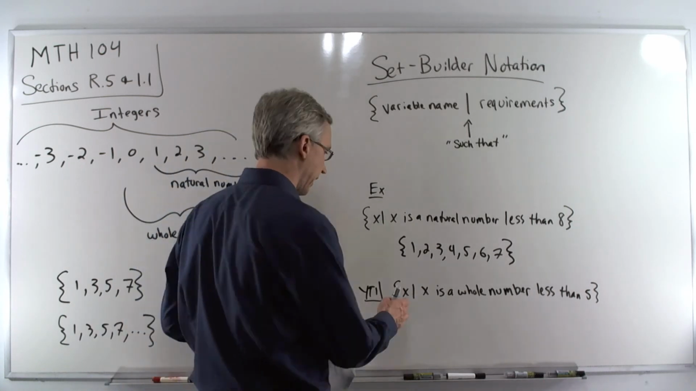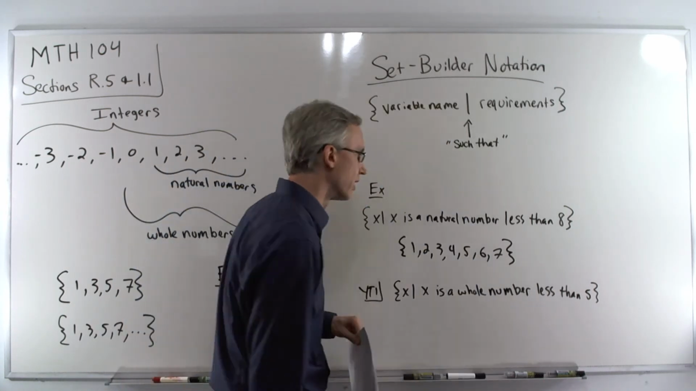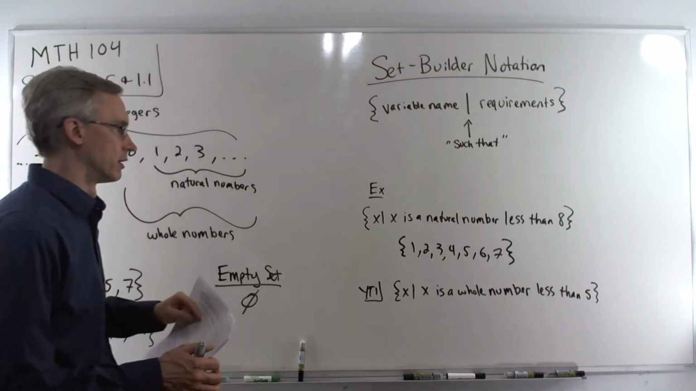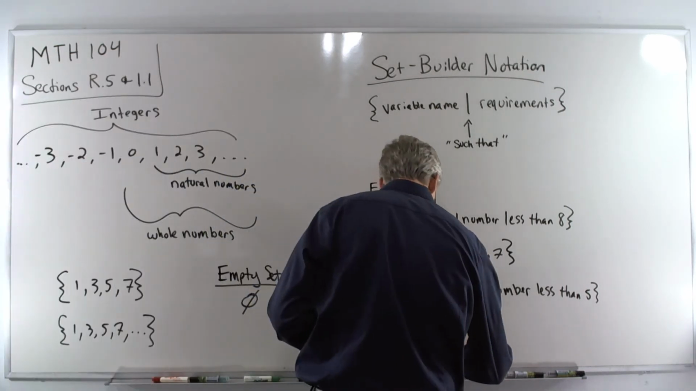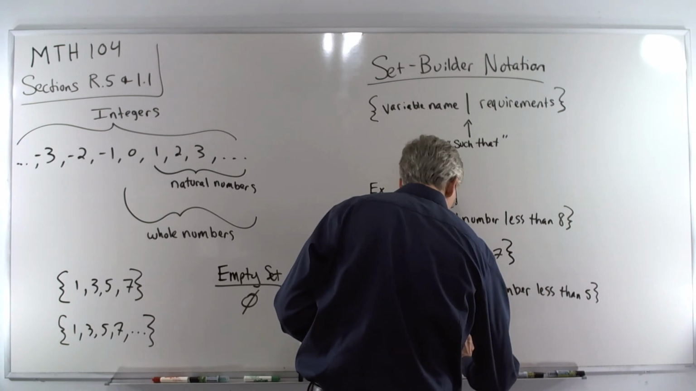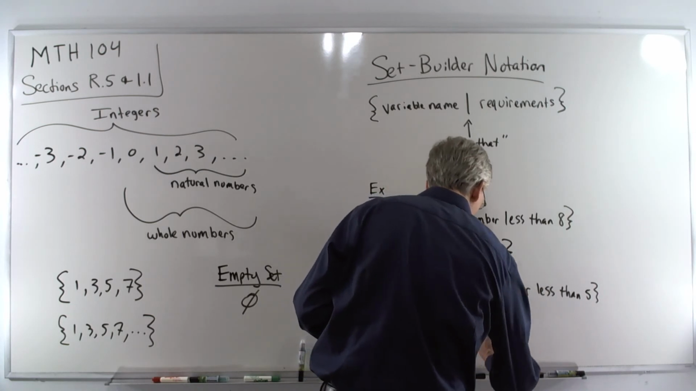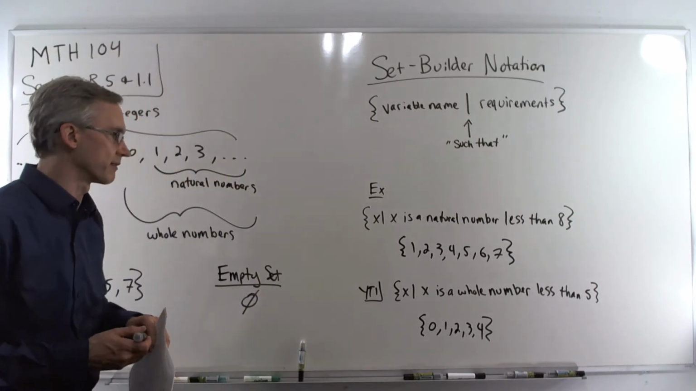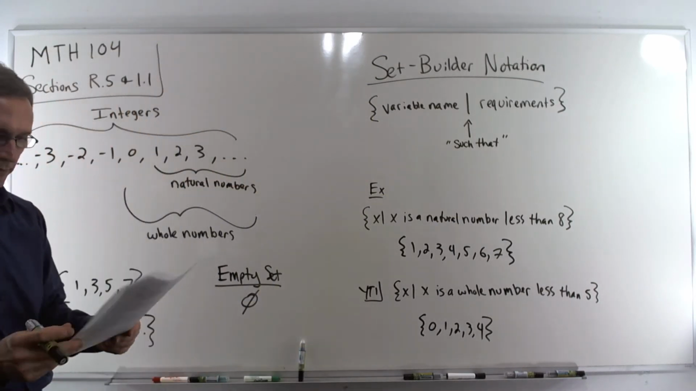All right, in this case we have x such that x is a whole number less than 5. Now the whole numbers include 0. So we're going to have to start here with 0, 1, 2, 3, 4. And we want less than 5, so that does not include 5. So the set is 0, 1, 2, 3, and 4.